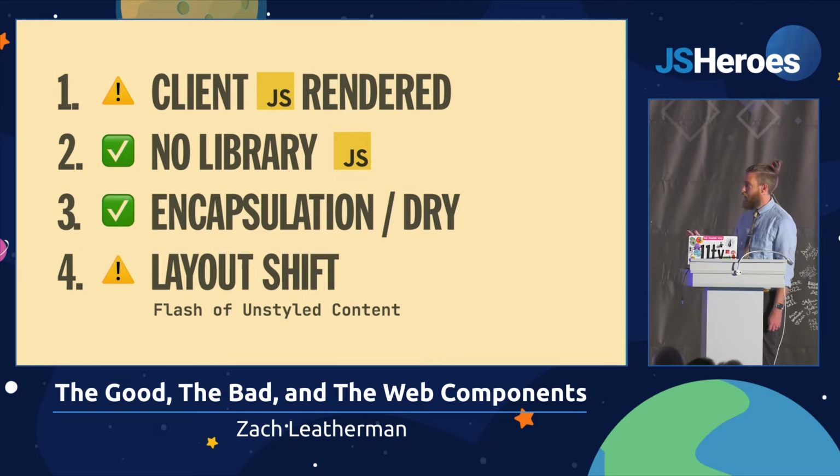So Shadow DOM, in many respects, is client-rendered. It requires JavaScript to initialize. But there is no library JavaScript executing here. We get full encapsulation of our content, and then we don't have to repeat ourselves in our component examples. But it is riskier to do in this way because you can get layout shift if you're not careful.